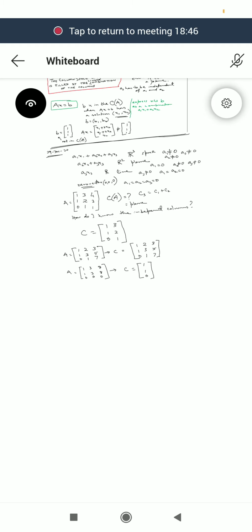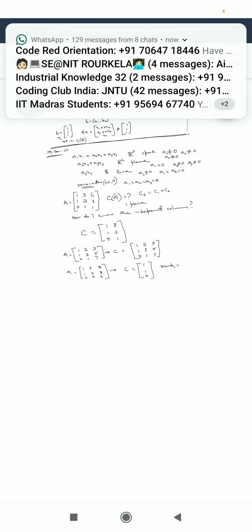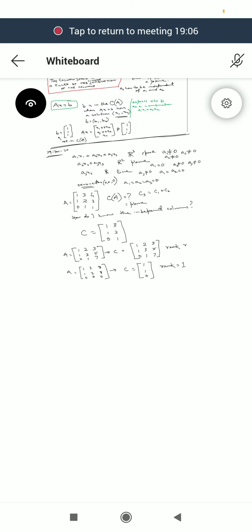The column dimension is 3. There are 3 different columns. But then there comes a new word called rank. Here rank, which we denote with R, is equal to 1. Here rank is equal to 3. Here rank is equal to 2.